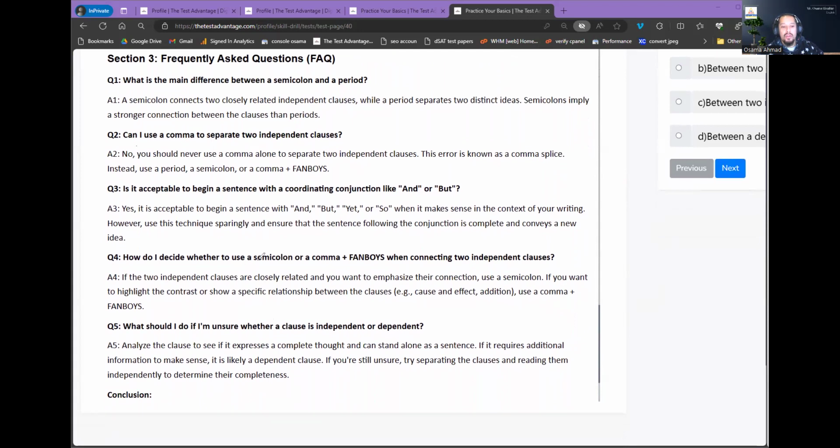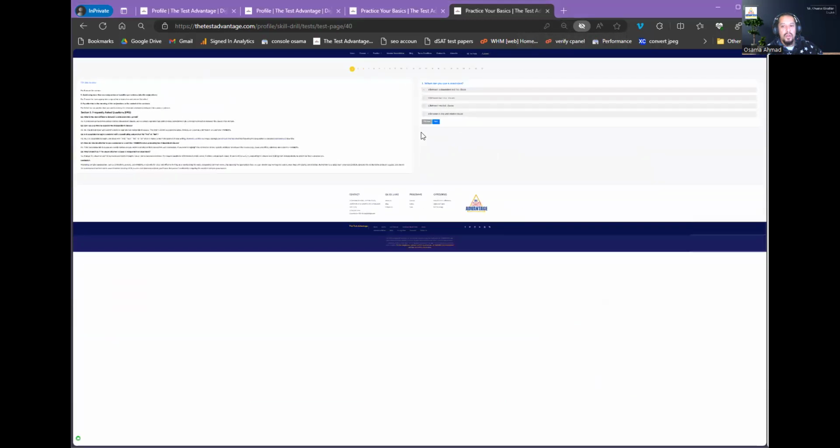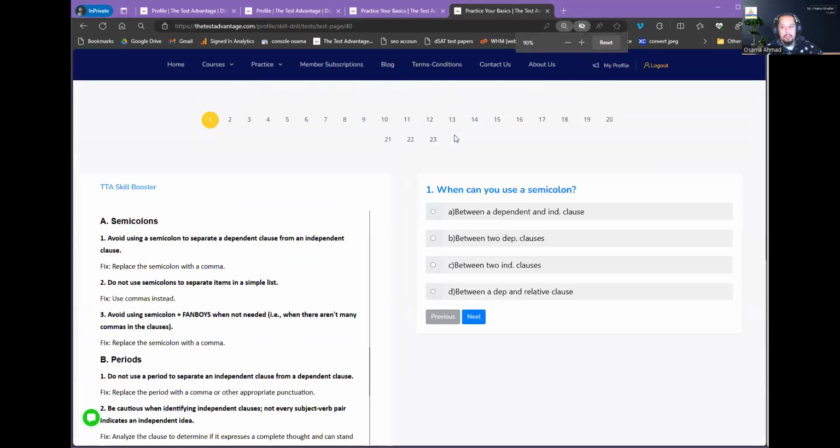How do I decide whether to use a semicolon or comma fanboys for two independent ideas? Luckily for you, مش هيطلبوا كده. Okay? بس ممكن هيطلبوا semicolon colon. ده نتكلم عليها بعدين. What should I do if I'm unsure whether a clause is independent or dependent? If you're not sure, identify the verb. اسأل نفسكوا who does the verb and is it complete? Simple that's today. But a lot of people make mistakes on it, believe it or not, right? Overall, fairly simple.